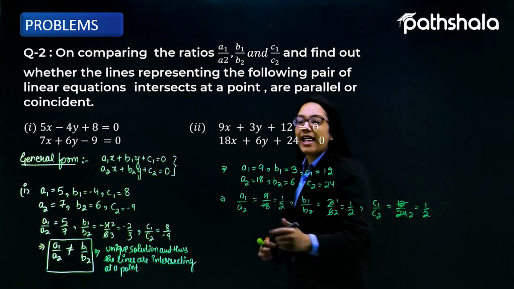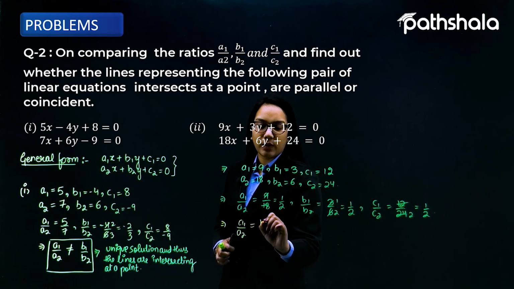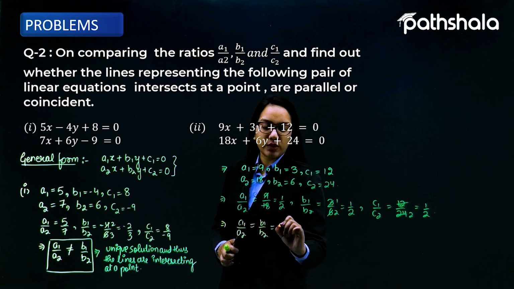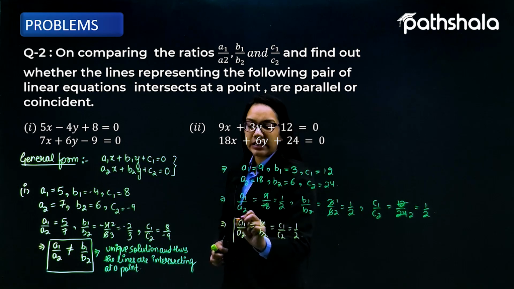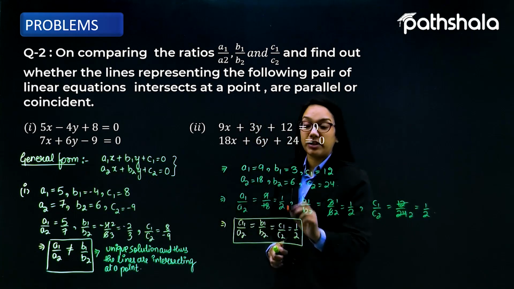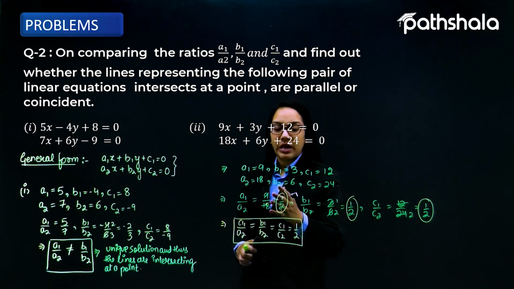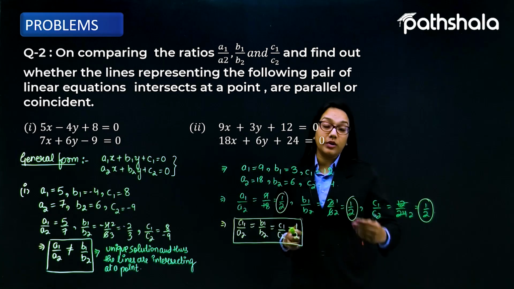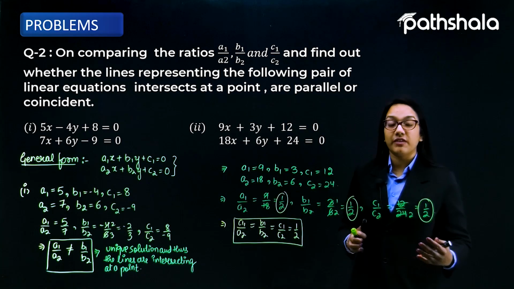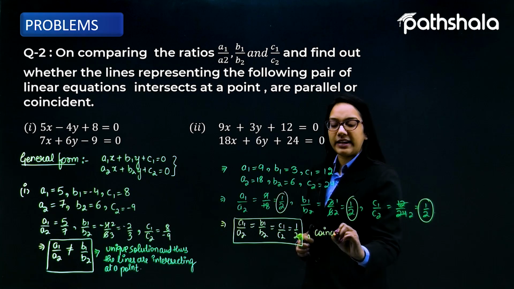So it implies that A1 by A2 is equal to B1 by B2, which is equal to C1 by C2, which is nothing but equal to half. As you can see, the ratios of all A1 by A2, B1 by B2, C1 by C2 are nothing but half, half and further half. So what can we say from such a condition? Whenever A1 by A2 is equal to B1 by B2, which is equal to C1 by C2, then the lines are actually coincident in nature.